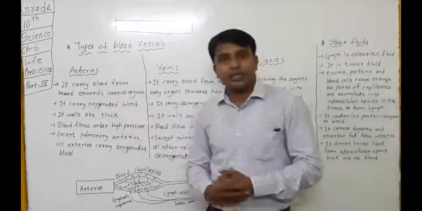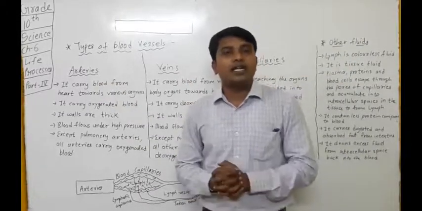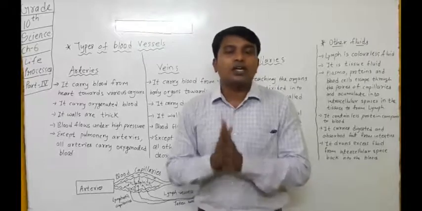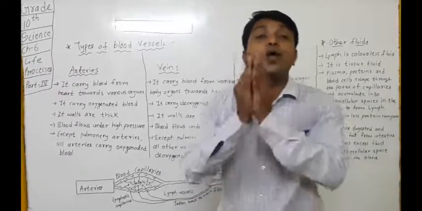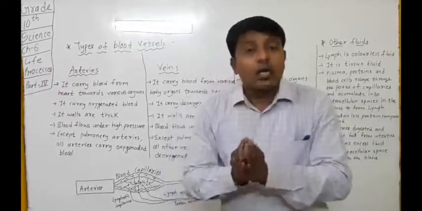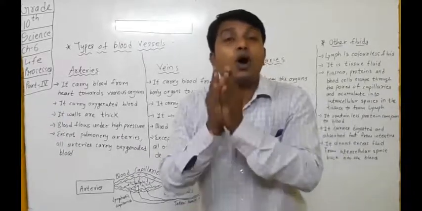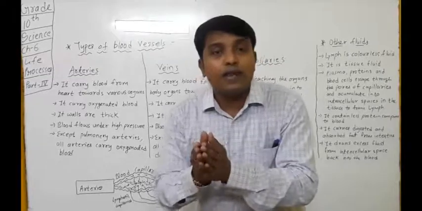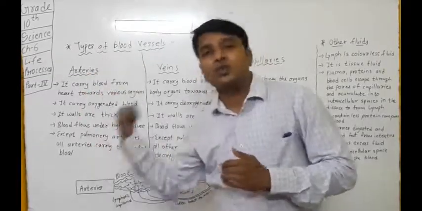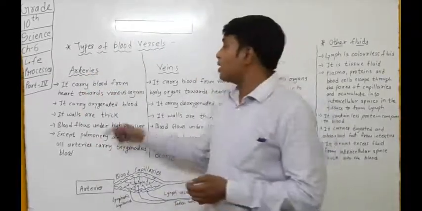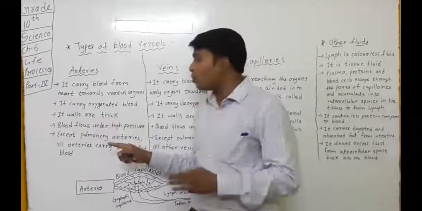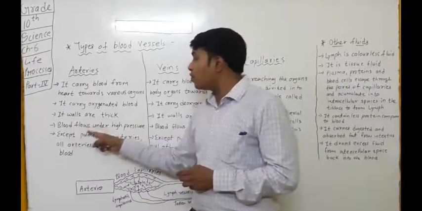Starting with arteries. So what is the function of an artery in the blood circulation? An artery does the function of carrying the pure blood from the heart to various organs of the body. That means arteries carry oxygenated blood from the heart to various parts of the body. Third point, its walls are thick, and the fourth point is that blood flows under high pressure.